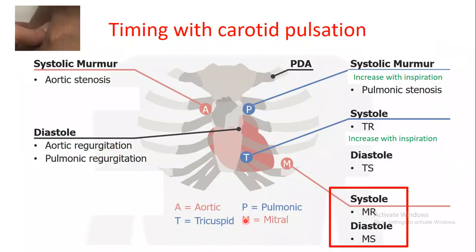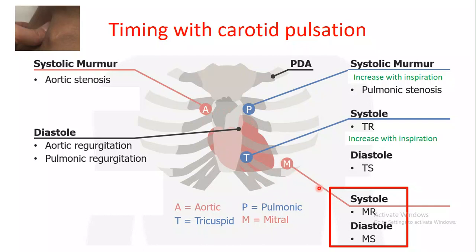Then moving towards abnormal sounds or murmurs. As we said before, we should comment on the site where we hear this abnormal sound and time this sound in systole or diastole by simultaneously palpating the carotid pulsation while auscultating the patient. As we said before, we move from the mitral area to the tricuspid area, left parasternal fourth space, third space for the second aortic area, pulmonary area, and finally the first aortic area.